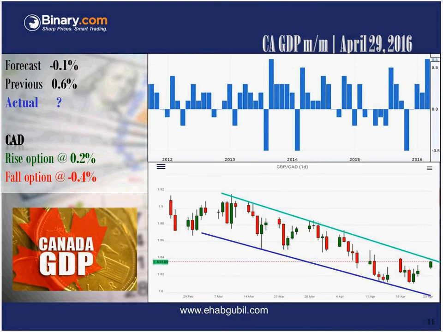The last news for us here today is Canadian GDP that will be released on April 29 at 1:30 p.m. on Friday. Canadian GDP is expected to come at minus 0.1% as the forecasted release. Considering the recent rise in crude prices, a stronger release will surely support the Canadian dollar and make it even stronger. The previous release was 0.6%.